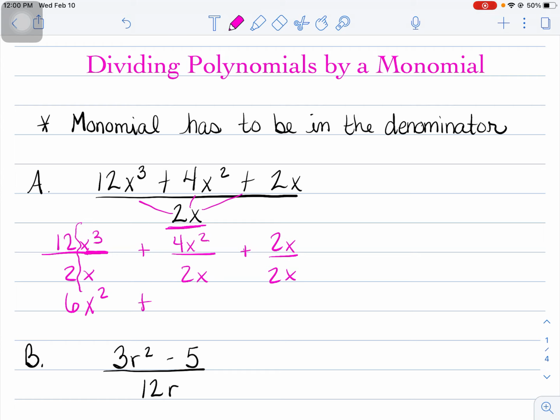Then we'll do the next piece. 4 divided by 2 is 2. If I have x squared divided by an x, I just have an x left. So 2x can go into 4x squared 2x times. You can think about multiplying these two back right here to get back to where I was, and that's how you know if you're right. And then 2x divided by 2x is 1. So this here would be your final answer.